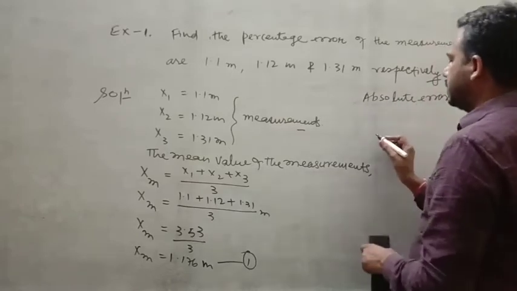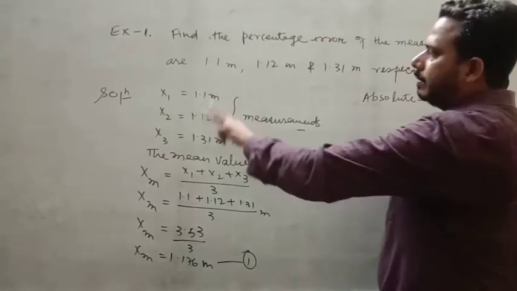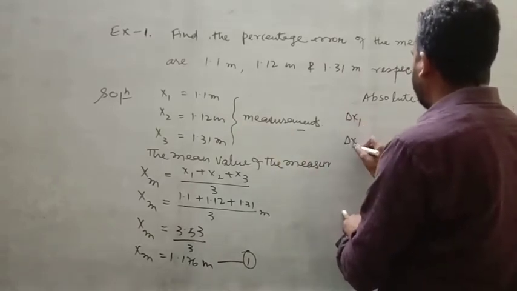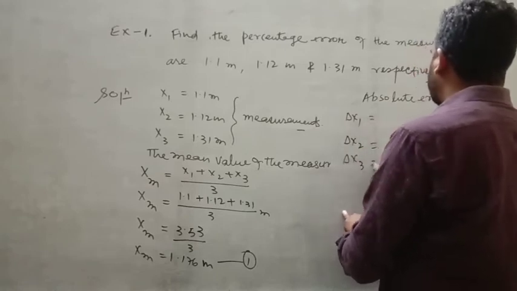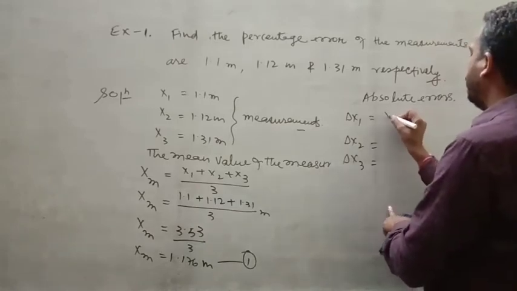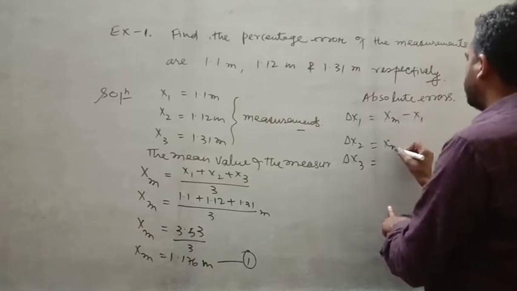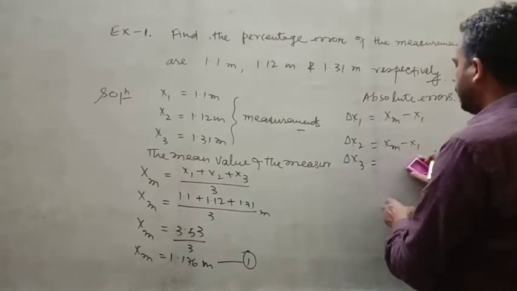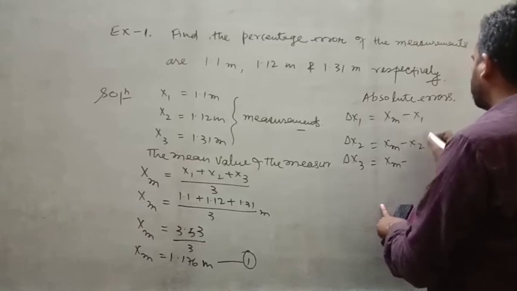Alright, so how many absolute errors can you find from here? There will be 3 absolute errors: del x1, del x2, del x3. These are your absolute errors. Your absolute error is the difference of the mean value and the individual measurement. So this one is your mean value minus the individual measurement, for x1, x2 and x3.